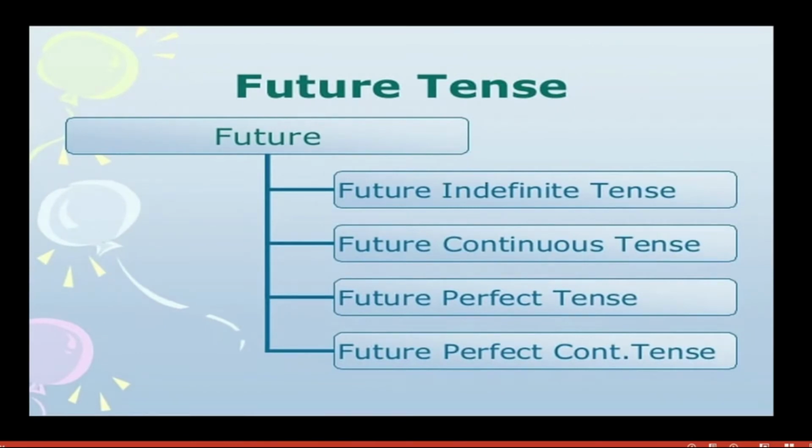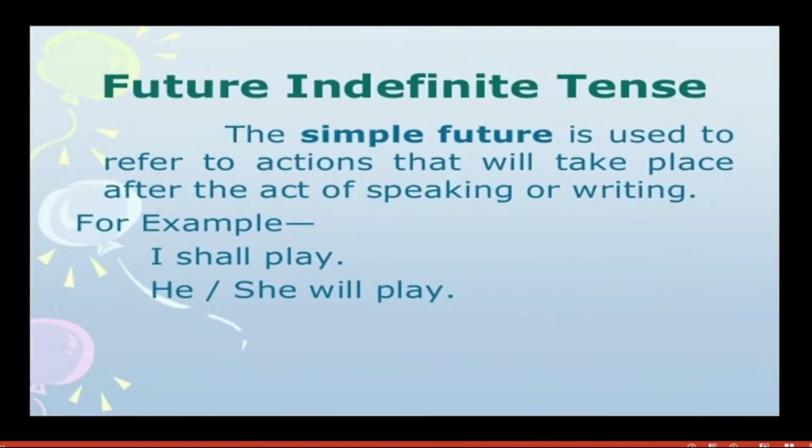The future tense also has four parts in it: future indefinite or simple future tense, future continuous tense, future perfect tense, future perfect continuous tense. Future indefinite. The simple future tense is used to refer to actions that will take place after the act of speaking or writing. For example, I shall play, he or she will play. So, in order to refer to the actions that will take place in future time, we are using simple future.